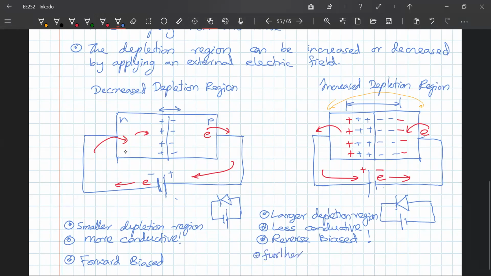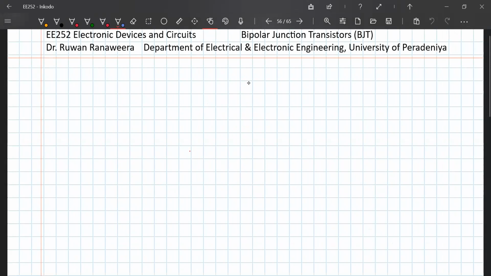Further increase will break down the junction. So that we need to keep in mind. Right? Is it clear? Okay, hope it is clear. It's simple enough.